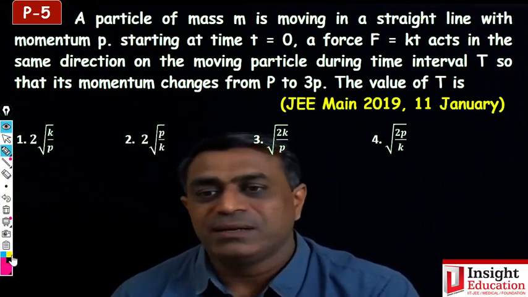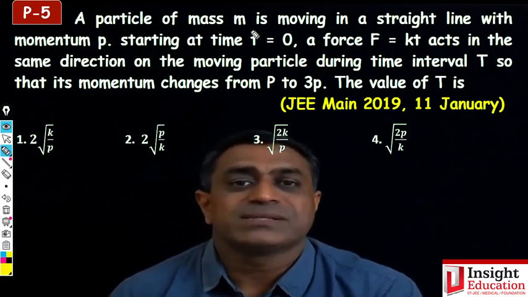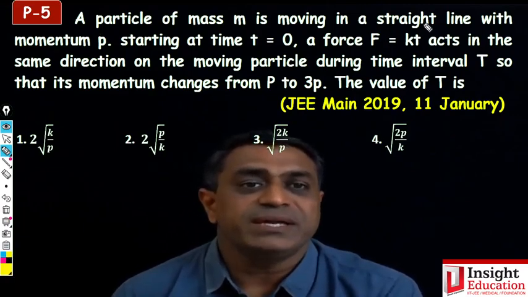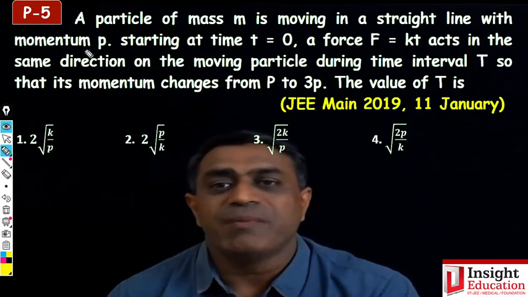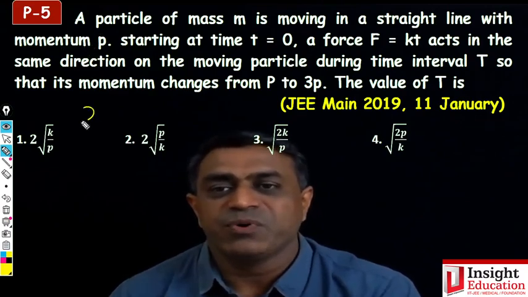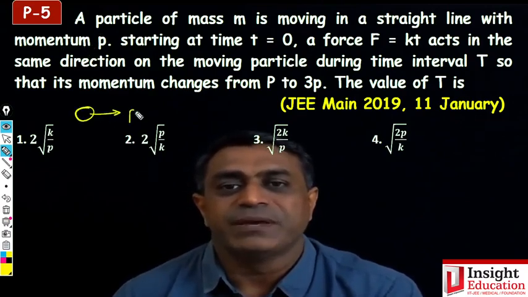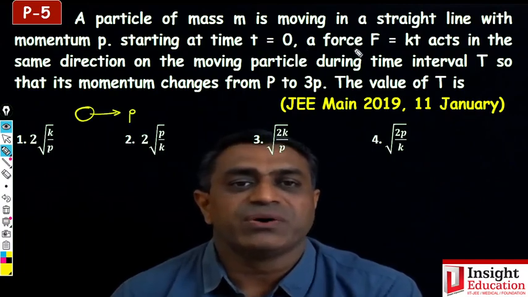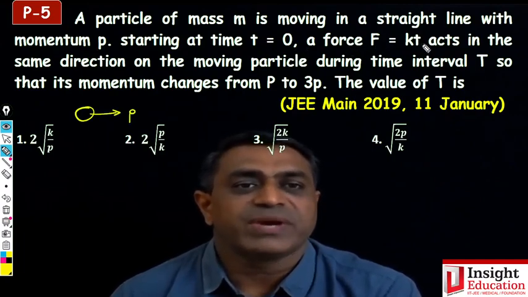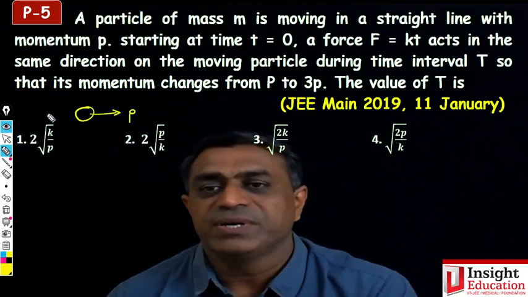A particle of mass m is moving in a straight line with momentum p. So the particle is moving with momentum p. Starting at t is equal to 0, a force F is equal to kt acts in the same direction.